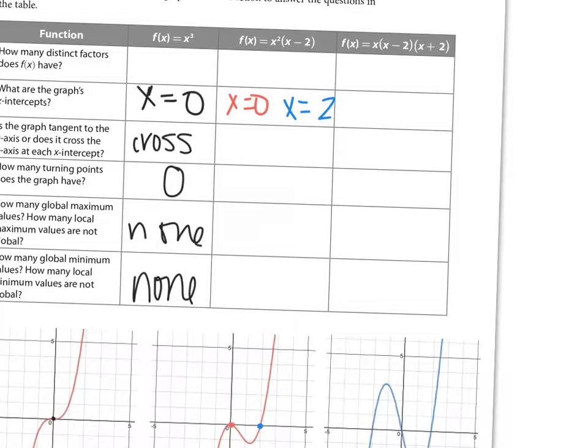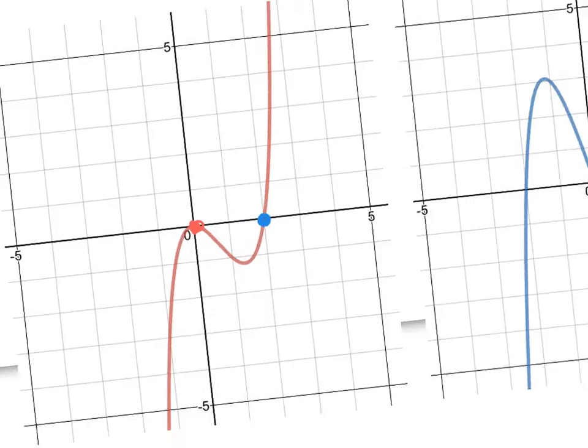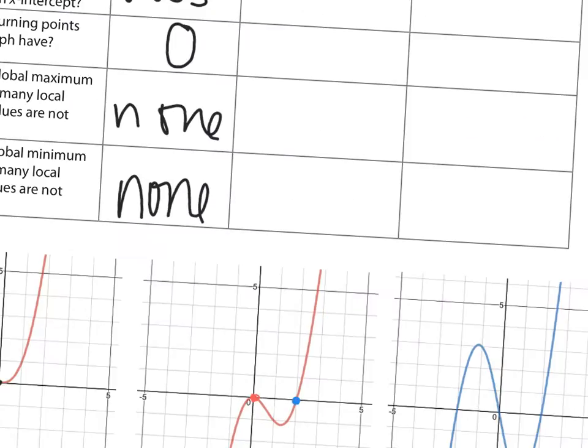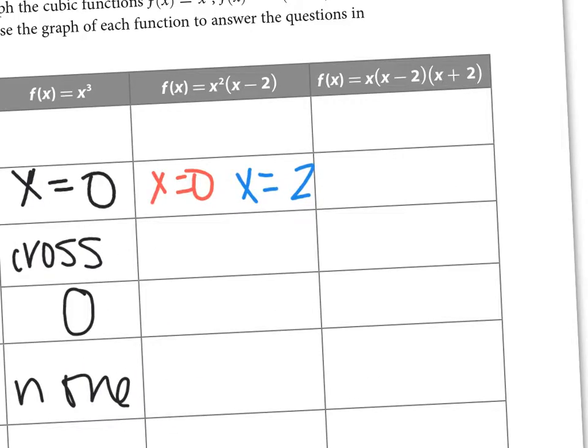Okay, the next question asks, are they tangent or do they cross? So talk to me about 0. Is the graph tangent at 0? Does it touch at 0 or does it cross the x-axis? It is tangent. Think about when you cross something: that means you go from one side to the other side. If you look at this point right here, do I ever cross the x-axis? No. Do I cross the x-axis here? So at 0 it is tangent and at 2 it crosses. So I'm going to write that. Tangent at 0, and crosses at 2.